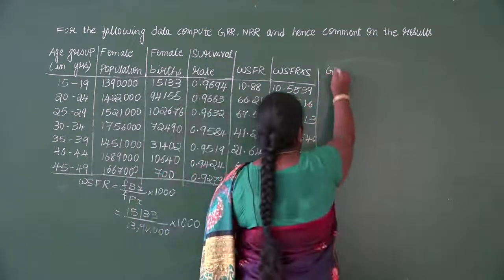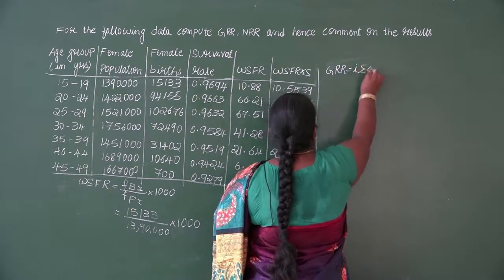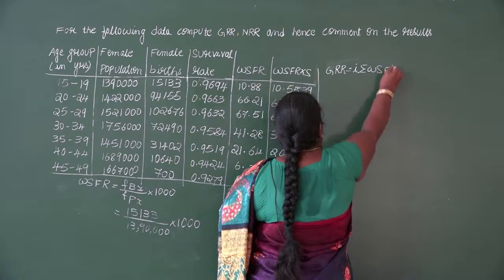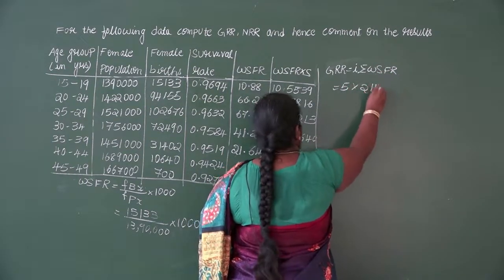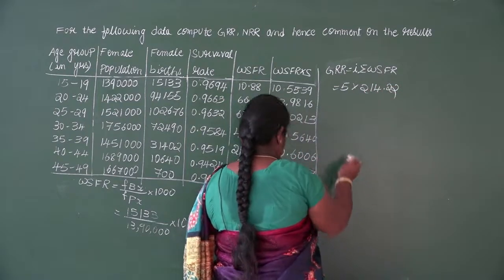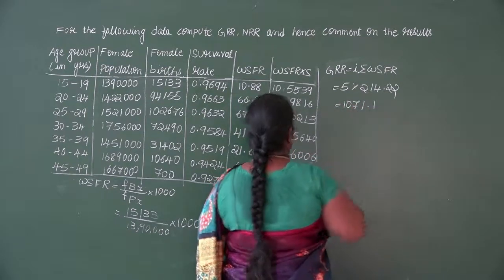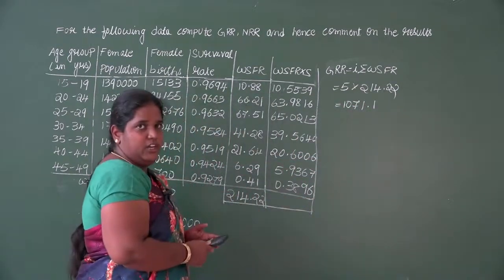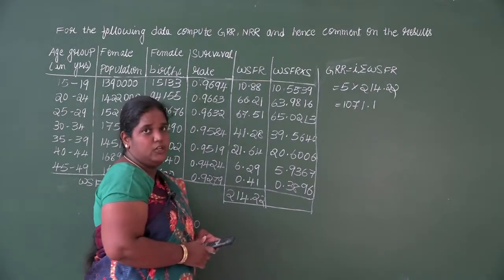Then multiply. Simultaneously I'll be finding GRR. So it is i sigma WSFR. So 5 into 214.22. It is 1071.1. Now before finding NRR, we need the total of WSFR into S. So find the total of that.